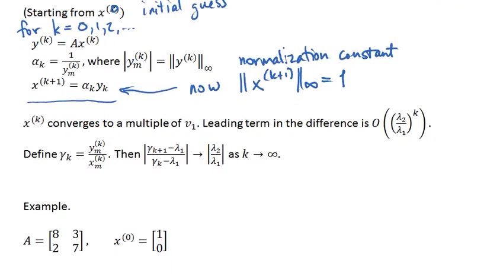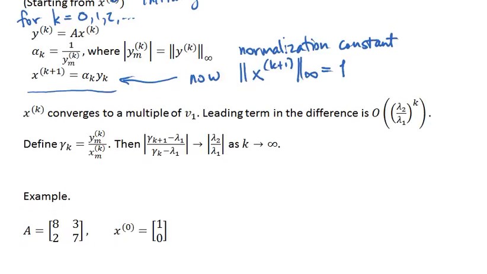Because the x k in this algorithm is just a scalar multiple of A to the k times x, we're just finding a bunch of normalization constants as we go. Then we find that that vector x k that we're iterating actually converges to some multiple of the leading eigenvector.